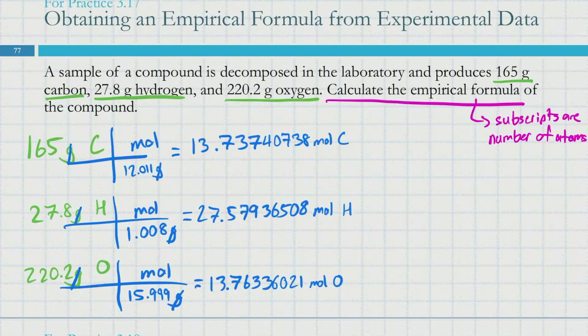Good to know. But we want to know what's the ratio of all of the elements to each other. That's what our empirical formula tells us. And a ratio is just another word for dividing, or it brings along with it the idea of dividing. So we're going to divide all these numbers by our smallest number. Our moles of carbon is our smallest number, 13.73 instead of 13.76. So we're going to divide all of these by that entire number.